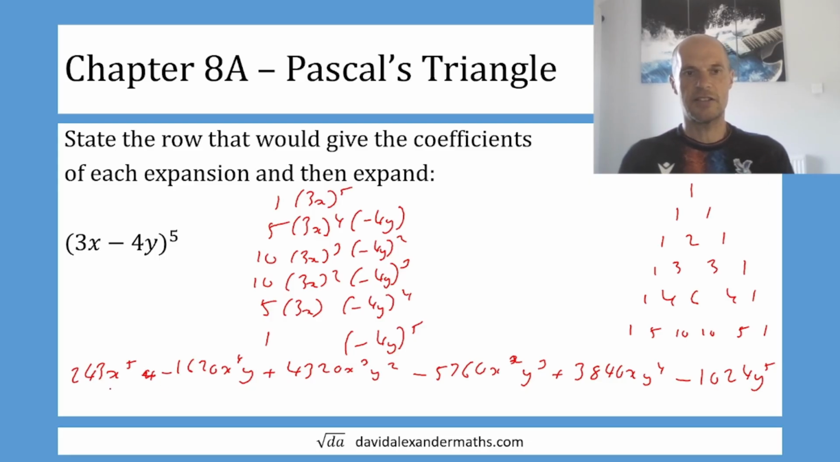So just note, x to the 5, to the 4, to the 3, to the 2, to the 1, no x's, and going back the other way, y to the 5, y to the 4, y to the 3, y squared, y, no y's.